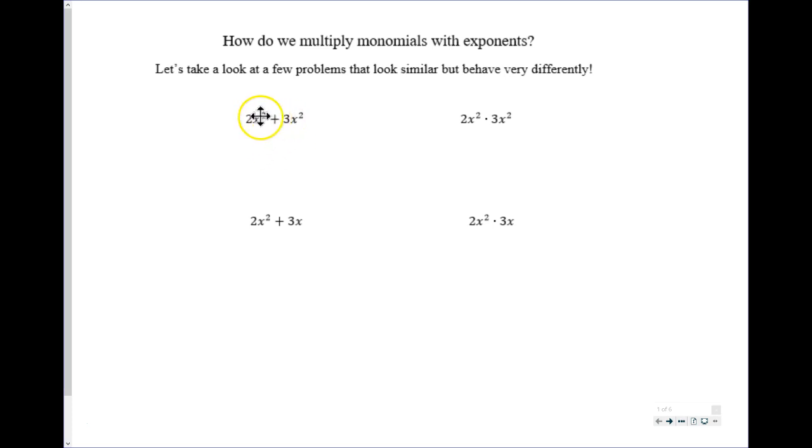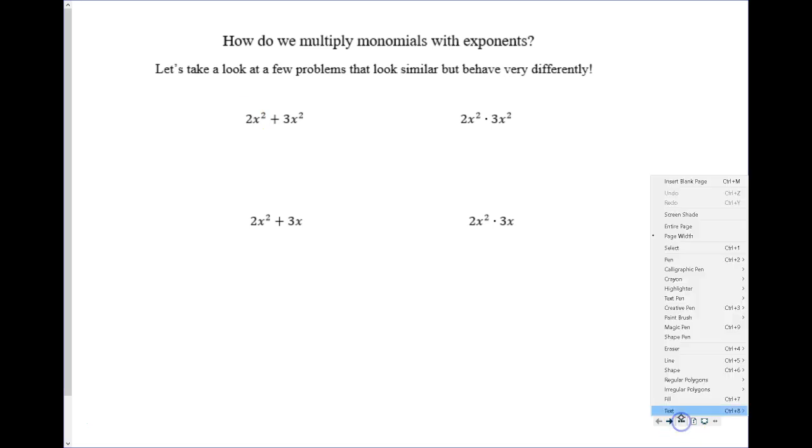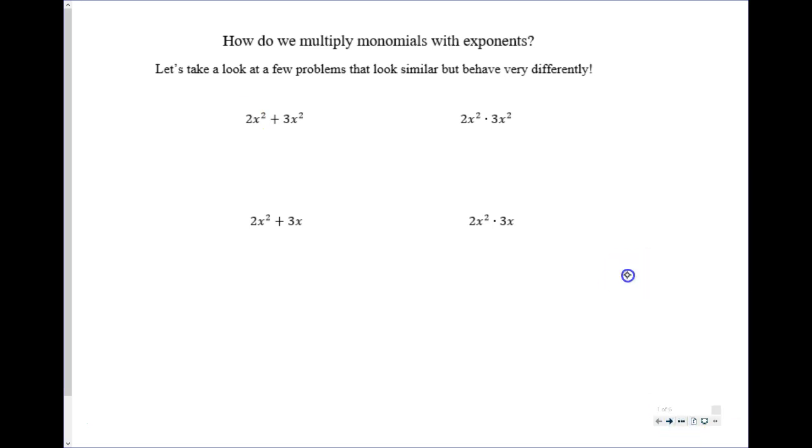The first thing I notice is that I'm adding these 2 terms together. So when I'm adding terms, that's when like and unlike terms come into play. The first thing I'm going to notice about this particular problem is that these are like terms because both things have an x squared in them. So I'm going to write above here, I'm going to say these are like terms.